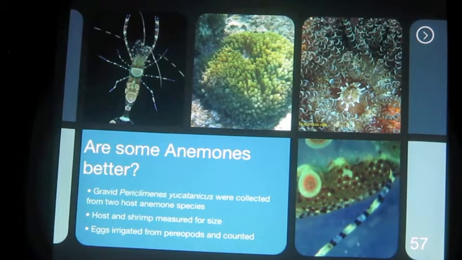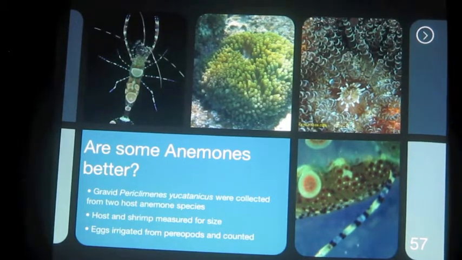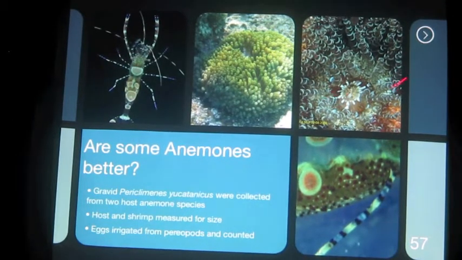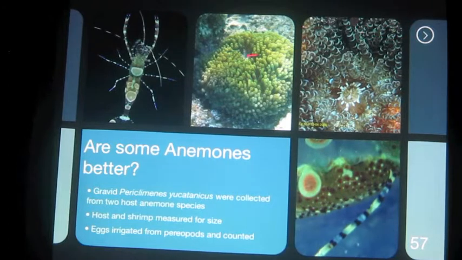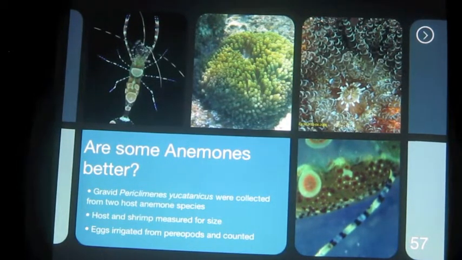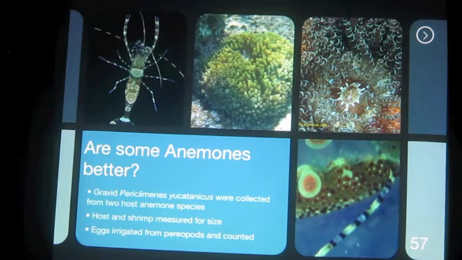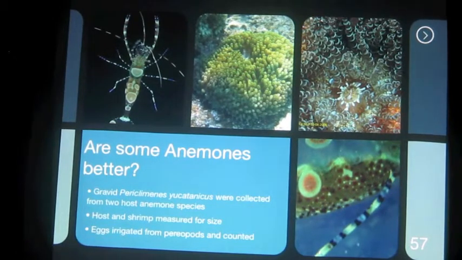And this shrimp is interesting in that it is frequently found on 2 different hosts, both on the corkscrew anemone that we frequently see on the dives here, but also on this sun anemone. And so I was curious, all right, are some of the hosts better? We know some of the symbionts are better for these things when we're talking about functional diversity. Are some of the hosts better?